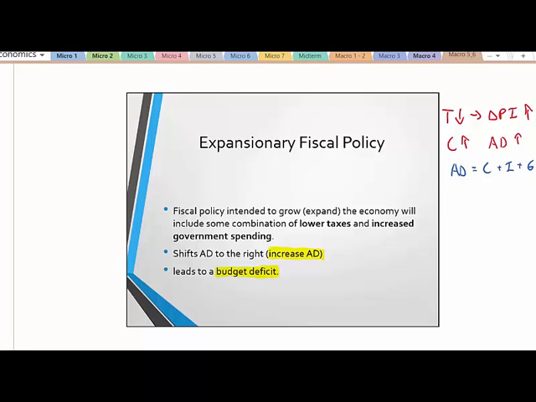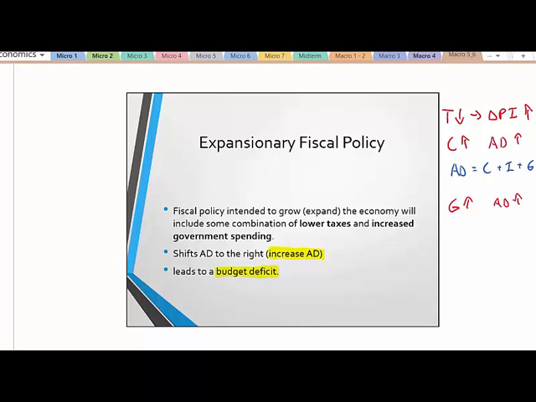At the same time, if we have a decrease in government spending, let me back up. If we have an increase in government spending, that's what I'd like to do here. If I have an increase in government spending, then it's far more direct. If G is going up, so is aggregate demand. So if government spending goes up, aggregate demand will as well.